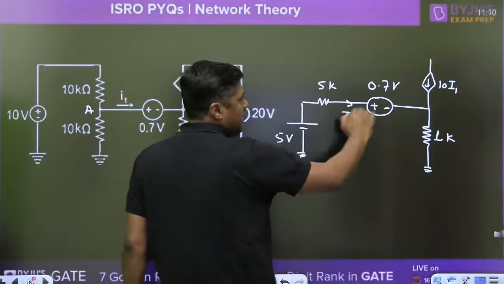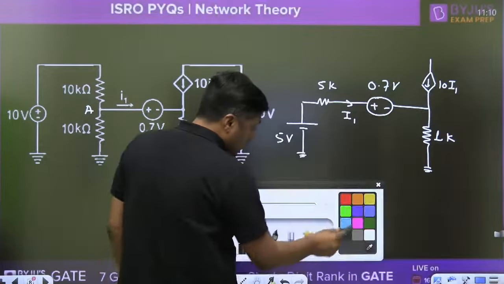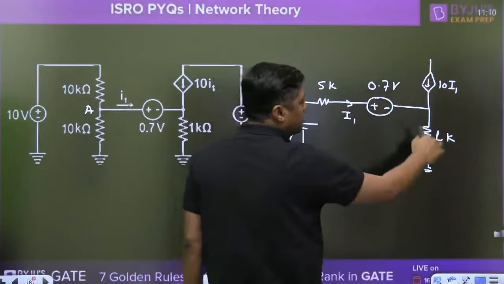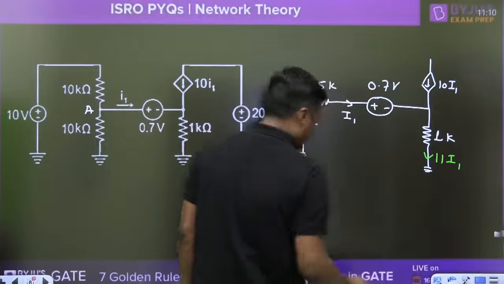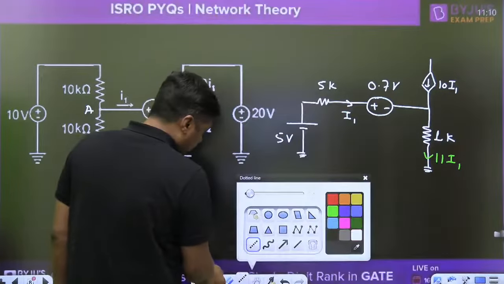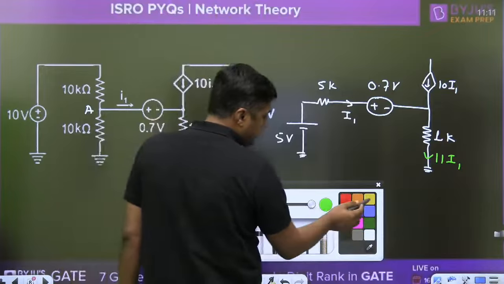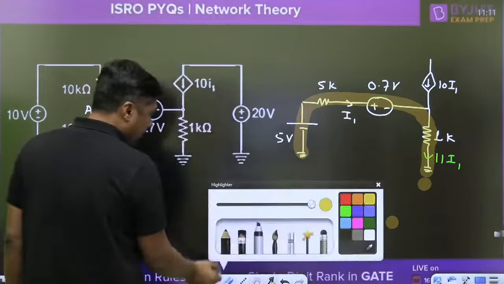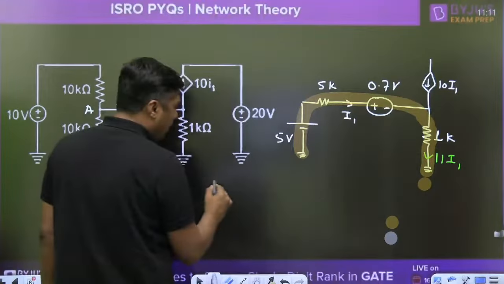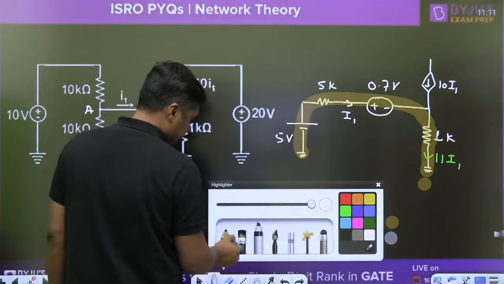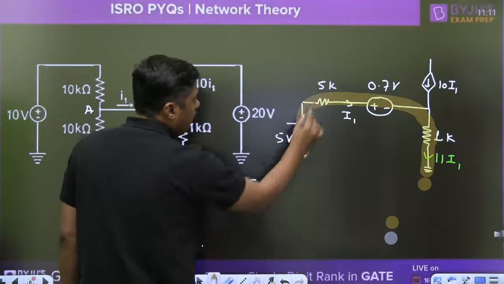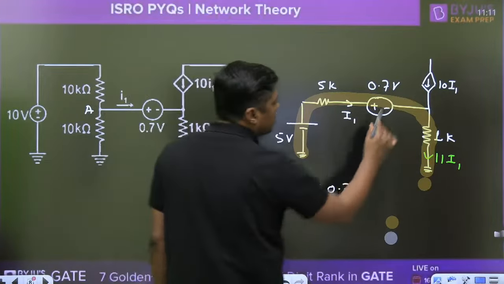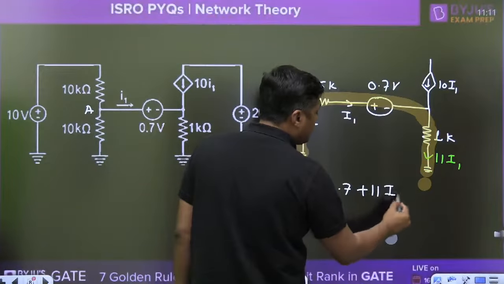Try to understand, this is I1, this is the 10 I1, and therefore when we are applying the KCL at this point directly on the diagram, incoming I1, incoming 10 I1, so what is the current here? 11 I1. Okay. Now finally you can apply KVL from this point to this point. When we are applying the KVL, it will become minus 5 plus 5 times of I1 plus 0.7 plus 11 times of I1 is equal to 0.